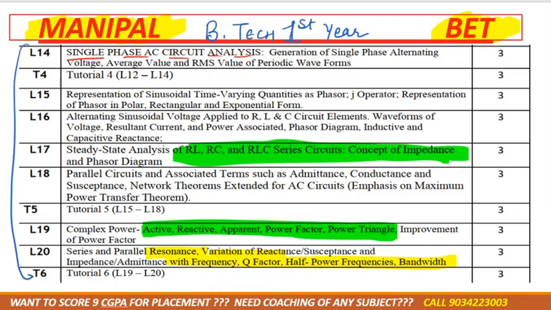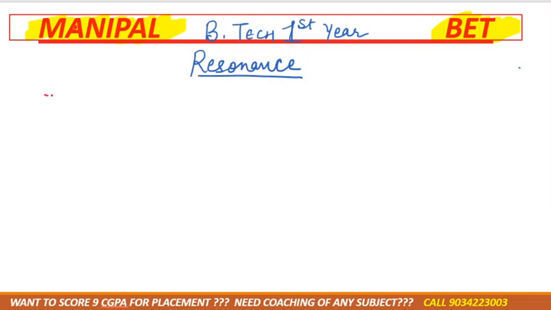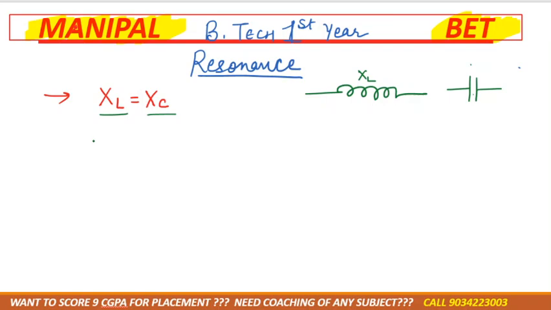First of all, I'm telling you about resonance. Resonance is basically a condition. In this condition XL is always equal to XC. What is XL? As you already know, we have an inductor, and the resistance it offers is known as XL. Similarly, the resistance offered by the capacitor is known as XC. If both are equal, that is the condition of resonance.